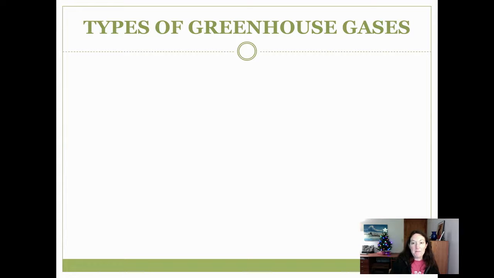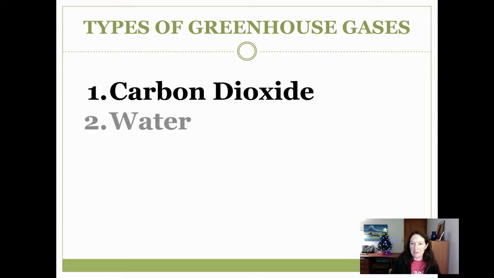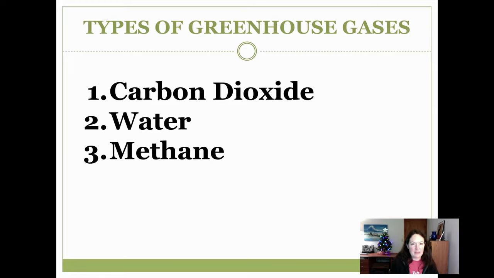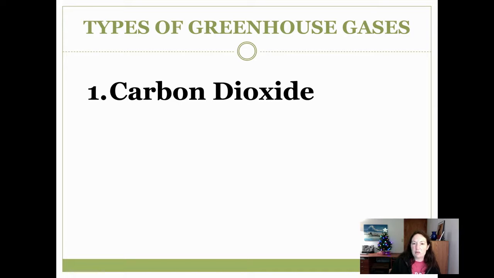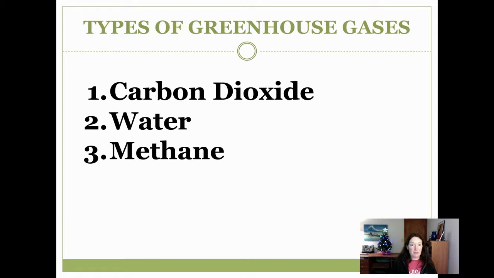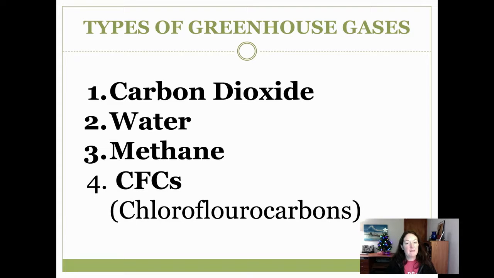So the main types, I will say that these are just 4 of the top greenhouse gases, not the only greenhouse gases that there are. Carbon dioxide is the one that we hear about the most. We'll talk a little bit more about why that is. Water is, surprise, surprise, a very potent greenhouse gas, a very strong greenhouse gas. So water is a top greenhouse gas in our atmosphere. Methane is one that we are increasingly concerned about as a contributor to global warming, and we'll talk more about where that comes from. And then CFCs, or chlorofluorocarbons, so chlorine, fluorine, and carbon molecules.